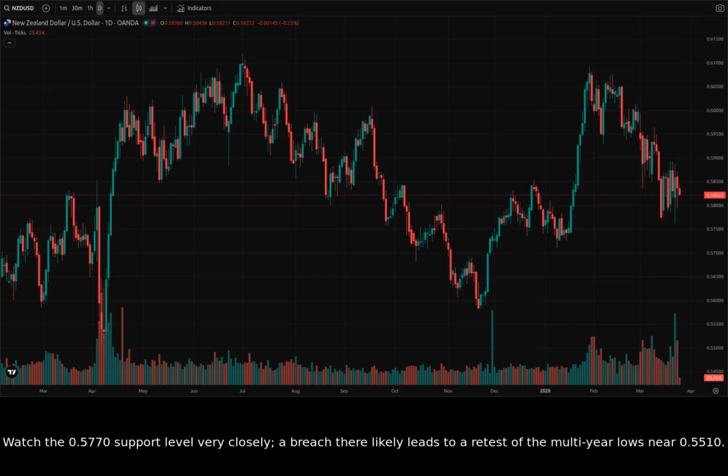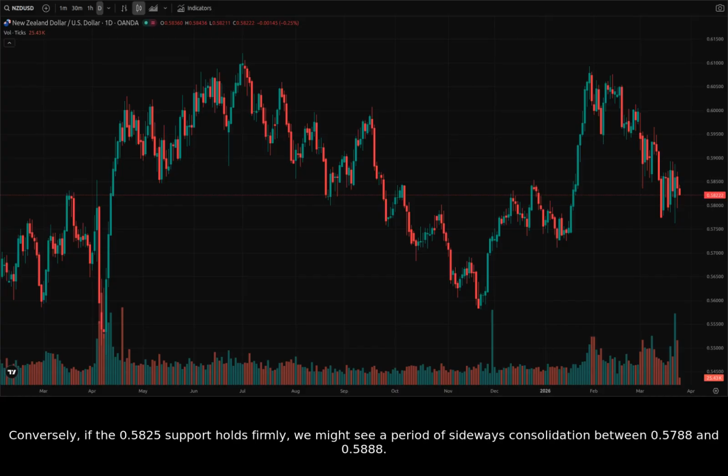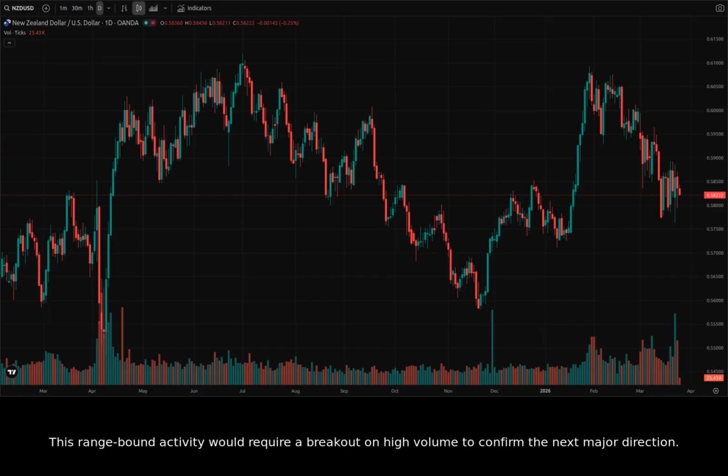Watch the 0.5770 support level very closely. A breach there likely leads to a retest of the multi-year lows near 0.5510. Conversely, if the 0.5825 support holds firmly, we might see a period of sideways consolidation between 0.5788 and 0.5888. This range-bound activity would require a breakout on high volume to confirm the next major direction.